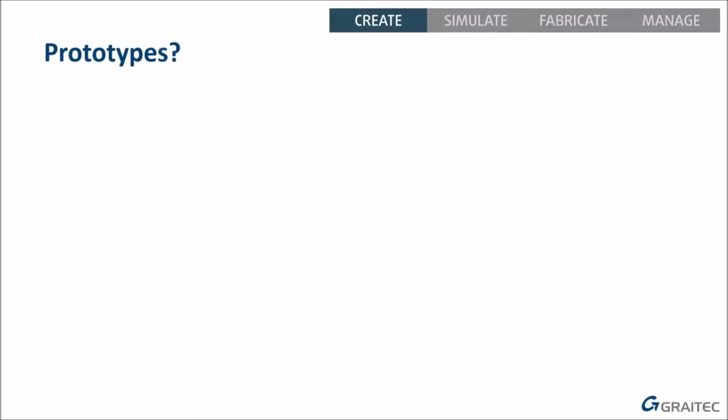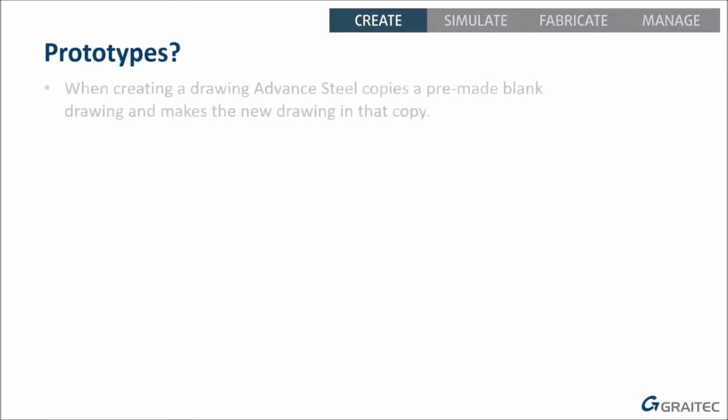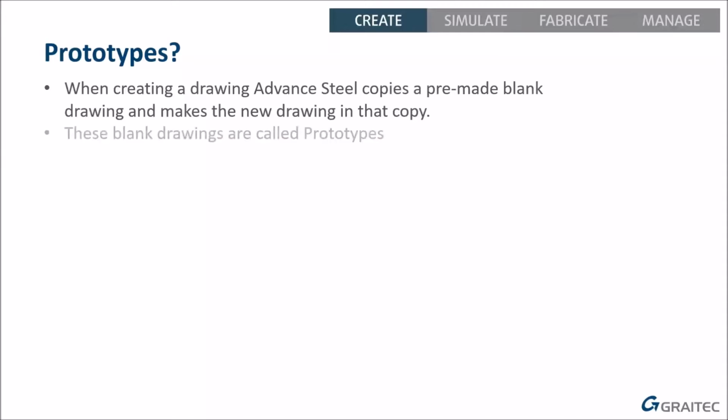So the first question is prototypes. What are they? Well, when it creates a drawing, Advanced Steel copies a ready-made blank drawing sheet into the project folder and puts the new drawing inside that new drawing sheet. So these blank drawing sheets that already have the borders and title blocks and everything on them, these are what we call prototypes.